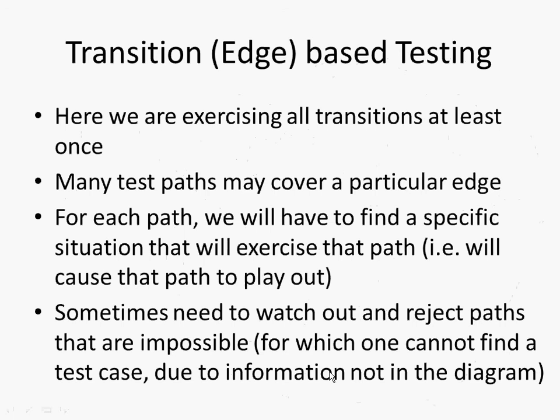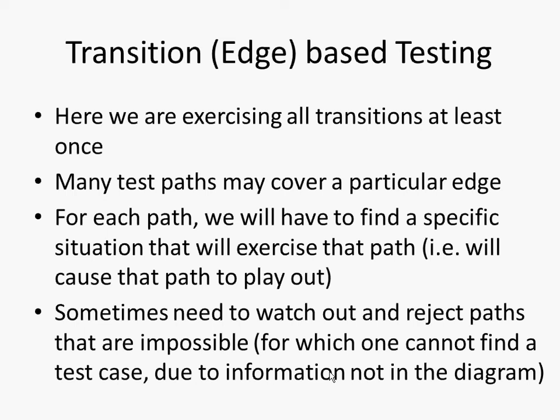Now, for each path, we're going to have to find a specific situation that will exercise that path. Specifically, we're going to find test cases that are going to cover all our paths, like particular inputs that are going to exercise those paths. And you'll notice sometimes we may have to deal with the abstraction that we've used. Sometimes there may be paths that we'd like to check, but we actually can't exercise them because they're logically impossible.